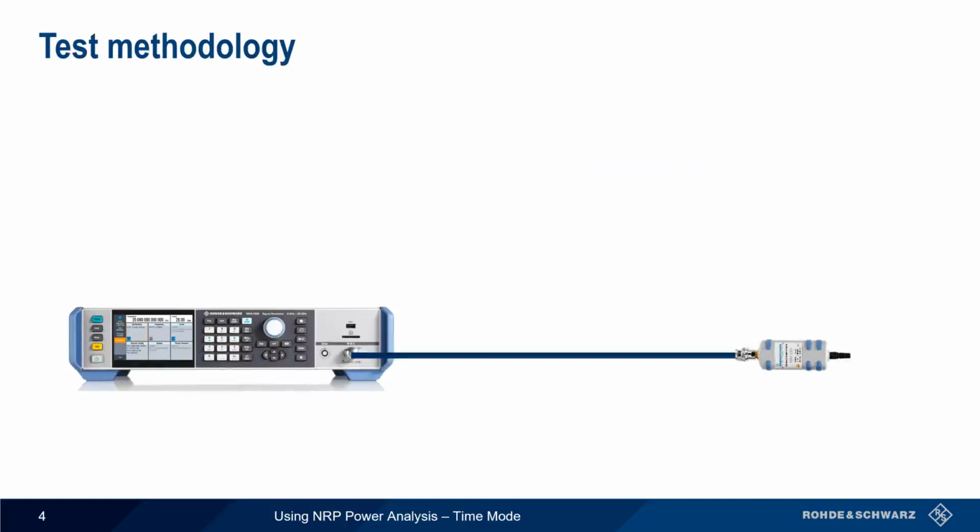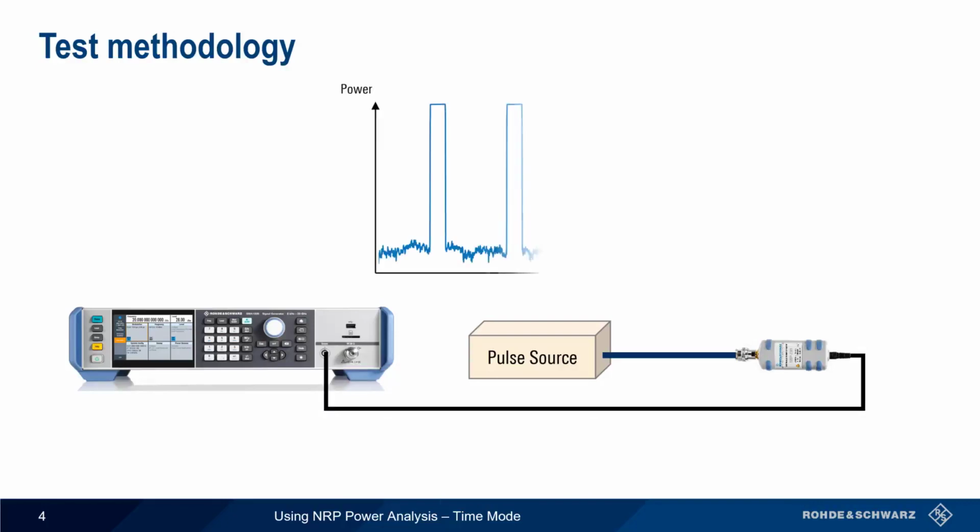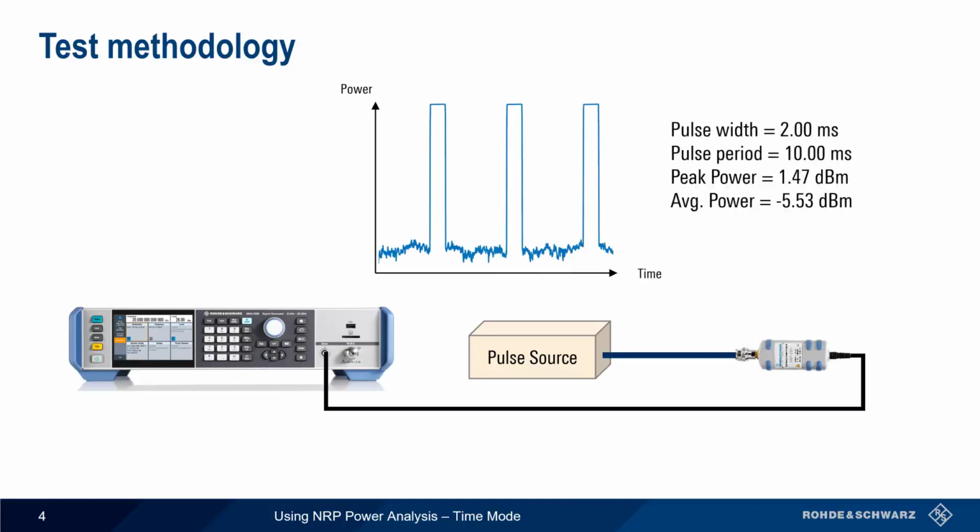In frequency and power analysis modes, the SMA100B must be used as a source, but in time mode, signals could be from any source. The NRP sensor measures the received signal and displays the results in the time domain, that is, a power versus time trace. In addition, various pulse parameters can also be automatically displayed and calculated.